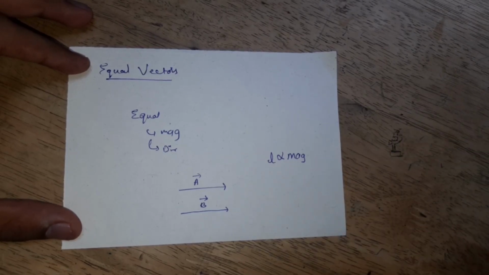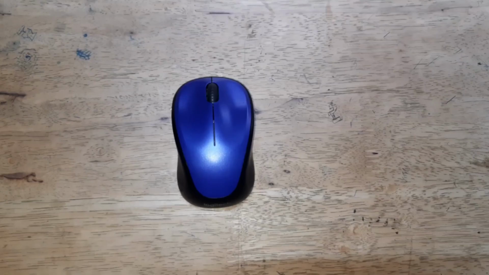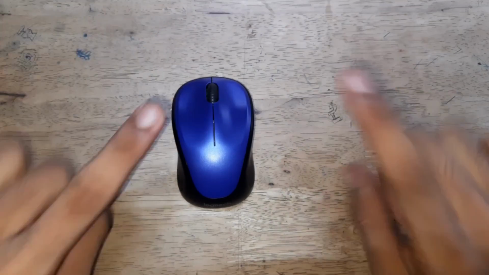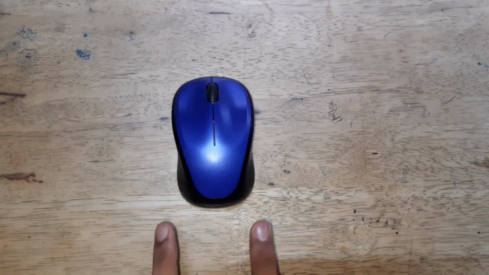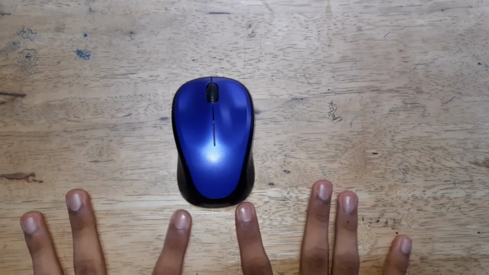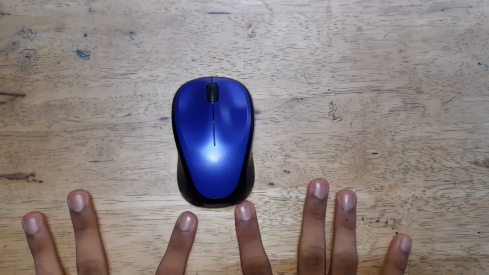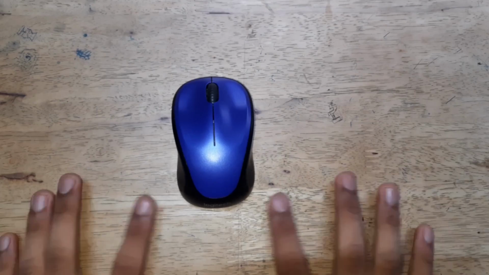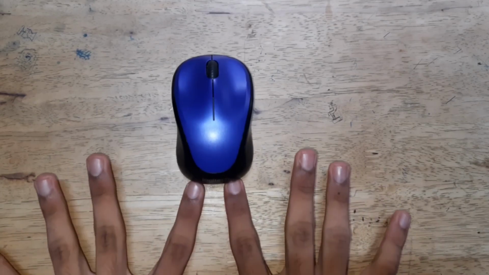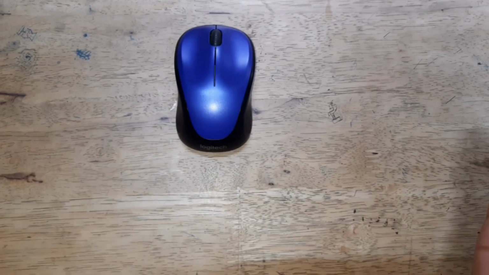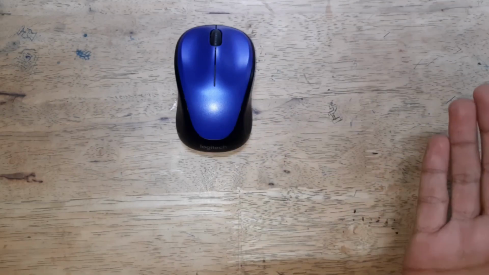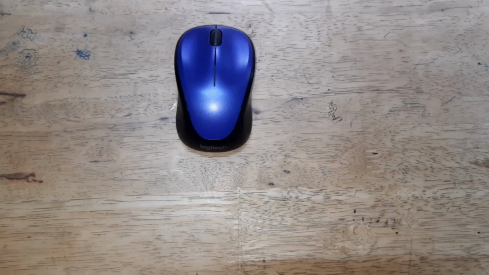Let me show with a practical example. So now I have a mouse here and, well, I'll be using my two fingers from different hands to push it. So I'll be putting equal force on these both, and the direction I'm pushing is this way, that is forward. So let's see what happens. The mouse goes forward in the same direction, it doesn't change direction. So that's what equal vectors are.